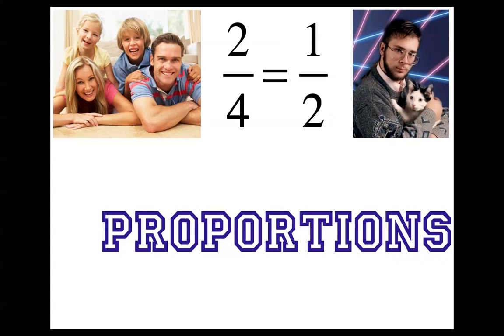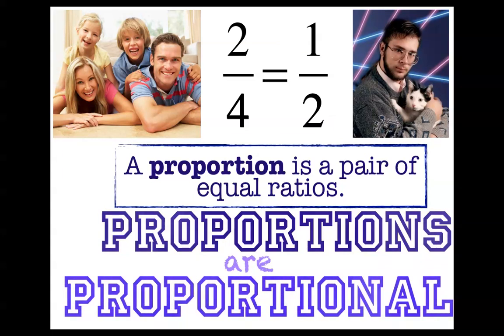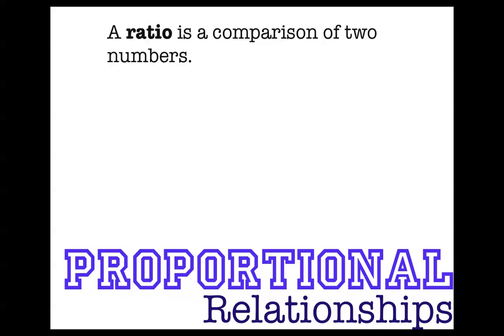Oh, those are the same number. These numbers form a proportion. A proportion is a pair of equal ratios because 2 out of 4 is equal to 1 out of 2. And what we're basically saying here is that proportions are proportional. So what do proportion and proportional mean? Proportional relationships are relationships where there's an equal relationship, or a constant relationship that doesn't change.